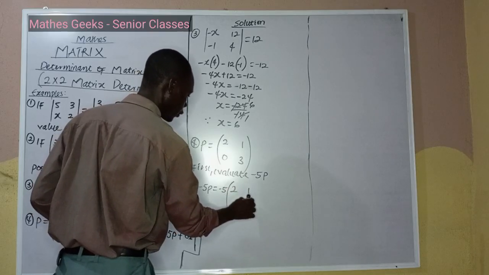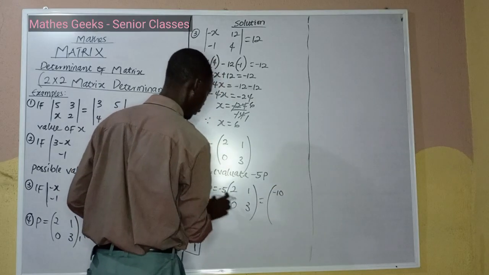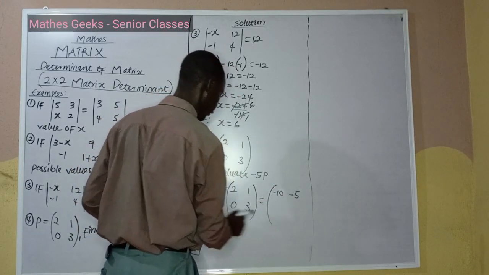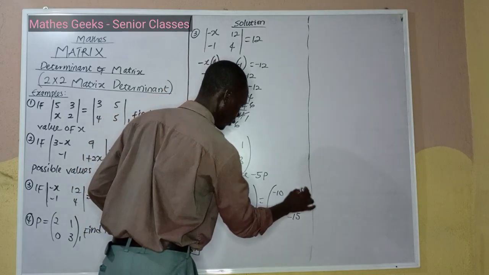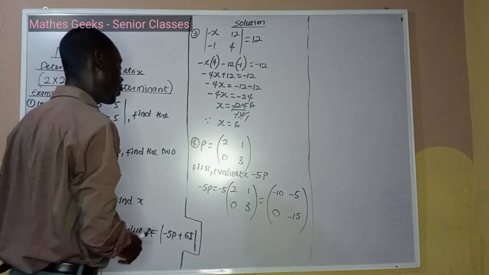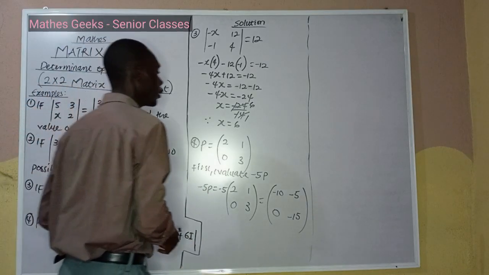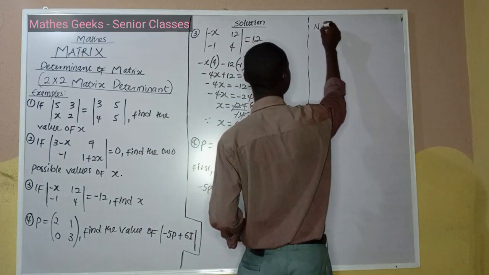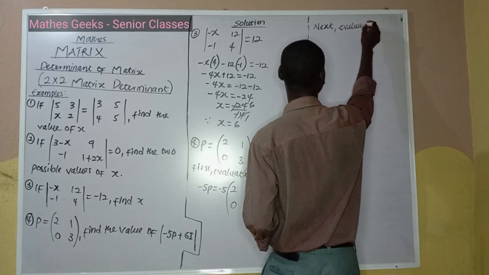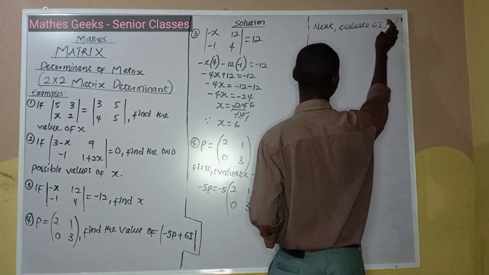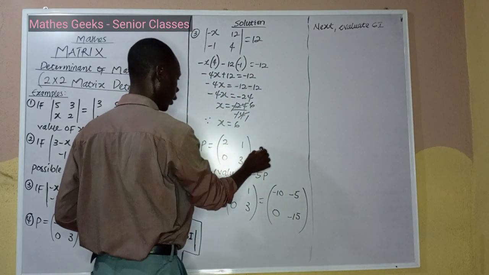2, 0, 1, 3. This will give us minus 5 times 2 is minus 10. Minus 5 times 1, minus 5. Minus 5 times 0 is 0. Minus 5 times 3, minus 15. That's matrix minus 5P. The next thing we're going to do is plus 6I. Next, evaluate 6I. Remember that I is an identity matrix, so let me put I here.